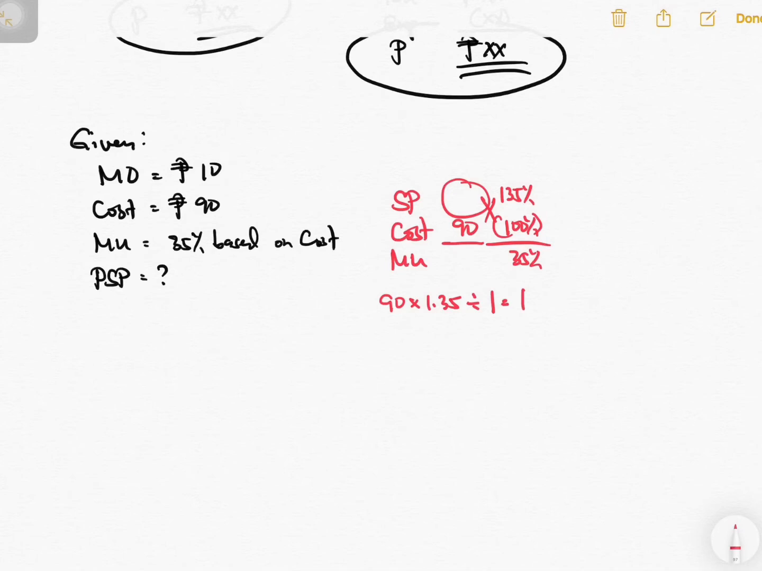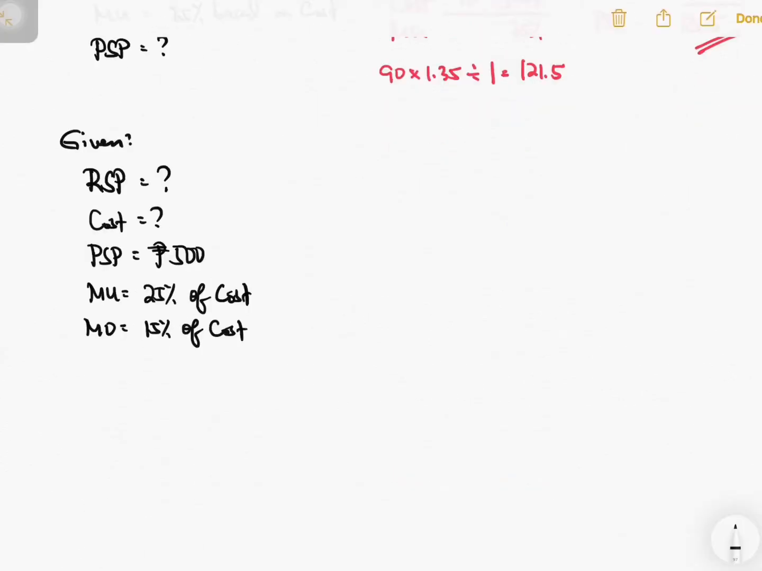It's 121.5. So you will transfer it to another column. And then you will add your mark-on, because that's the increase in price. So that's 10 to get your peak selling price or new selling price, 131.5. So this is the answer. Let's have another.